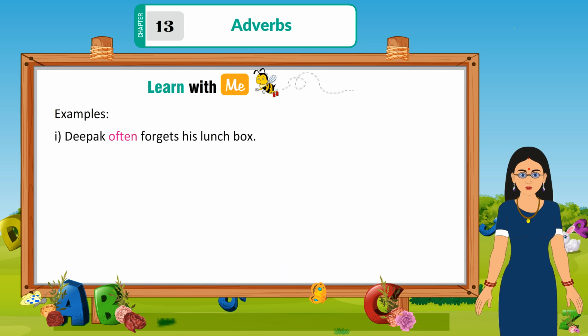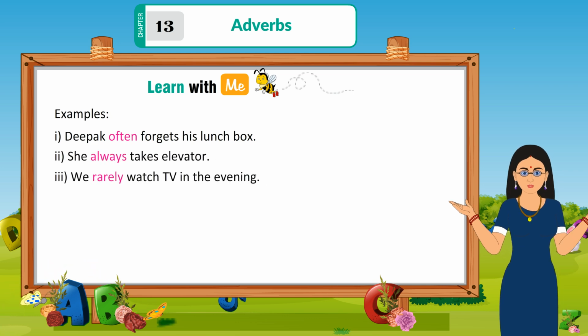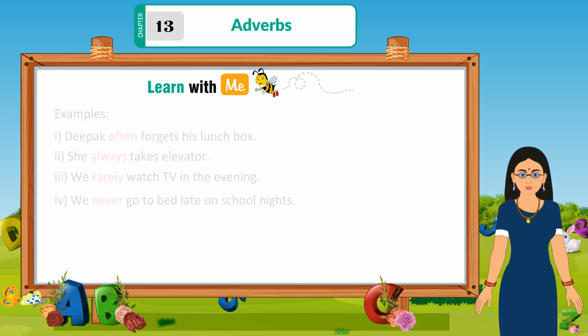Examples: Deepak often forgets his lunch. She always takes the elevator. We rarely watch TV in the evening. We never go to bed late on school nights.